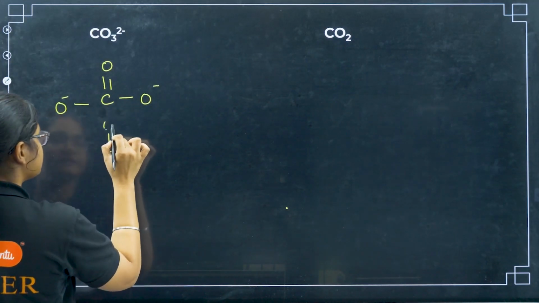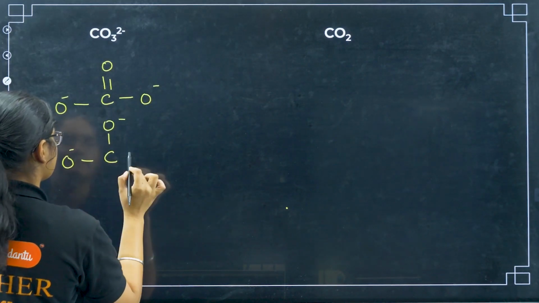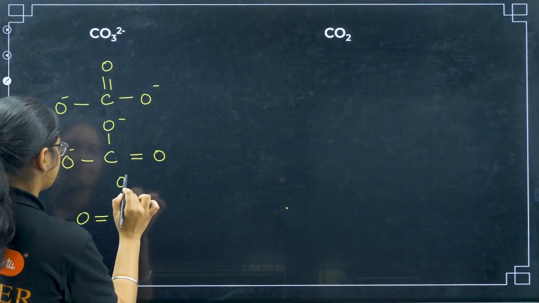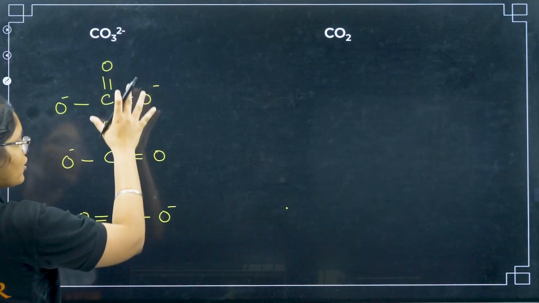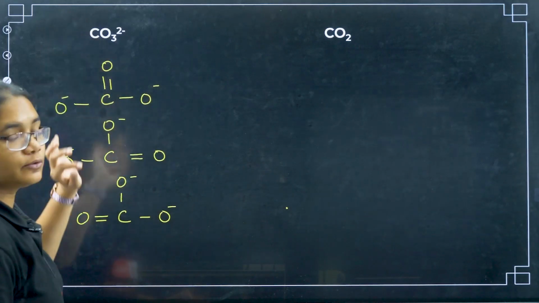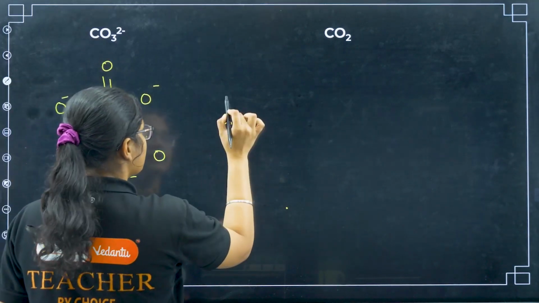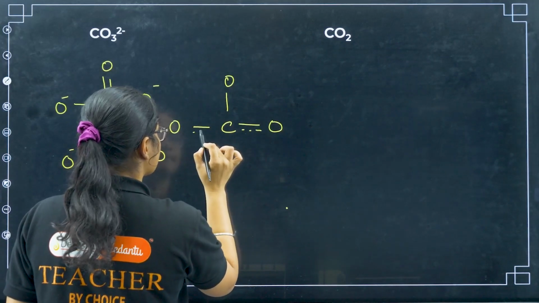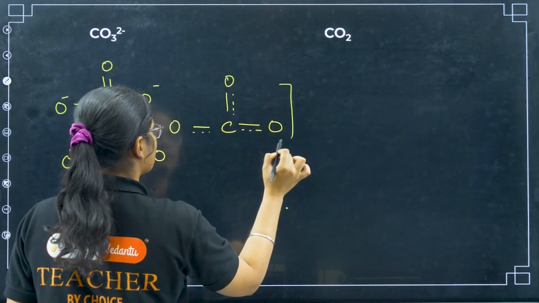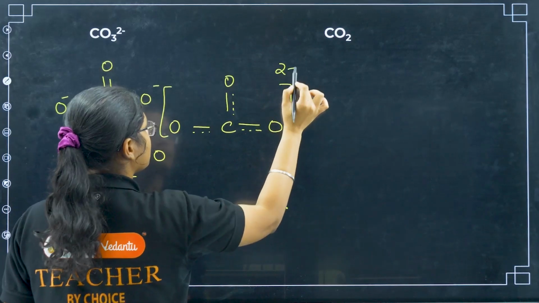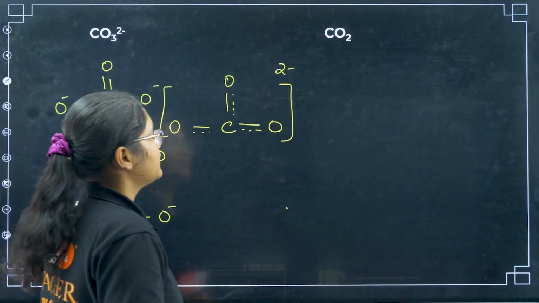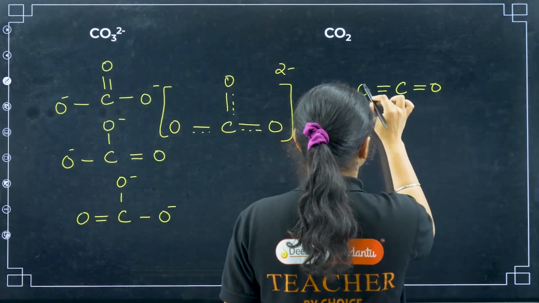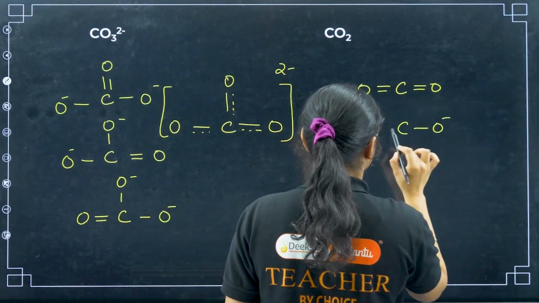I have another structure like this, and I can have another structure like this, right? These all are the canonical structures for CO3 2 minus, and that is why the combined structure that I can write is this one. Okay, now similarly if you see for carbon dioxide, this is one structure. I can have a structure like this.